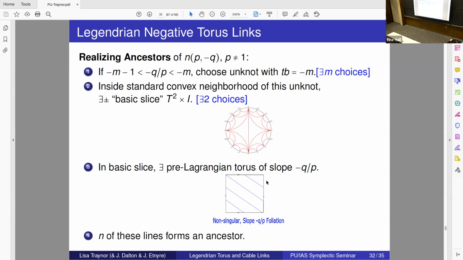So these pre-Lagrangians are much more rigid, as opposed to seeing them in the ruling foliation of a convex surface. So it means exactly this: it has a non-singular foliation. No, so they're still in that dimension; it doesn't really make sense to say Lagrangian, but right, it's just this pre-Lagrangian.